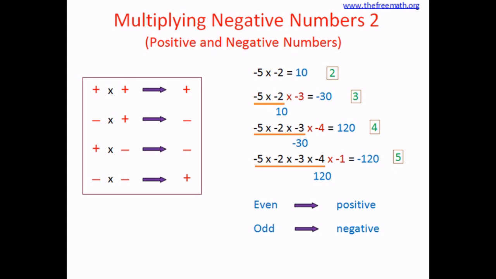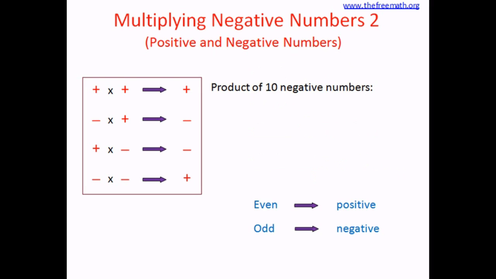Now that we know these rules, can you answer this question? What would be the sign of a product of 10 negative numbers? Any 10 negative numbers. You don't know what the numbers are. You just know that there are 10 negative numbers. The product of such numbers will be positive. How about the product of 99 negative numbers? Any negative numbers? 99 is an odd number. That means the product will be negative.